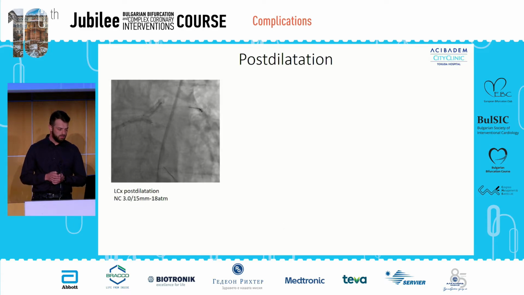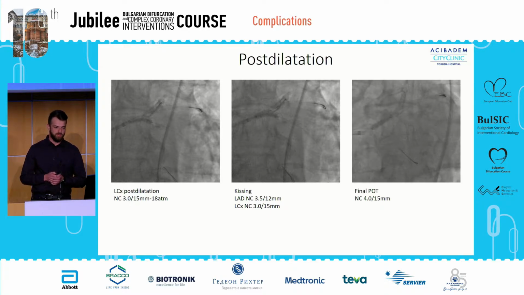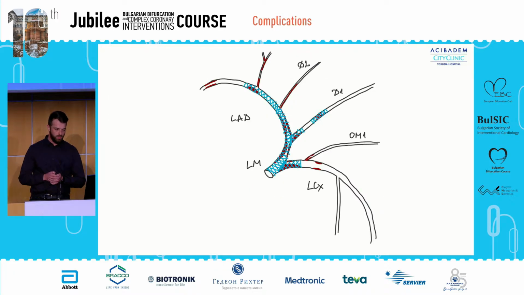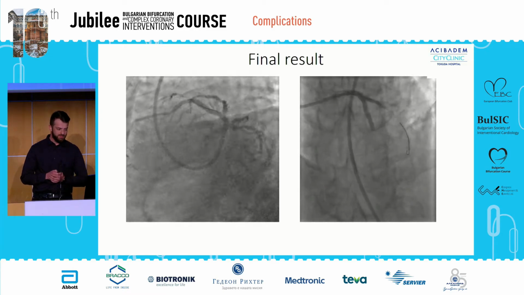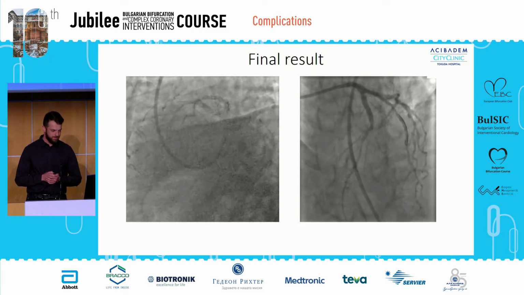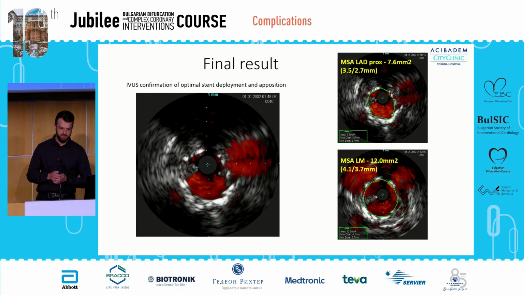Again, pre-dilatation of the left circumflex and of the LAD, after that kissing, and final POT for the left main. All the procedure steps are completed, and we did something like a double but non-DK crush. This is our final result. We were happy with it, but we checked that also with IVUS.